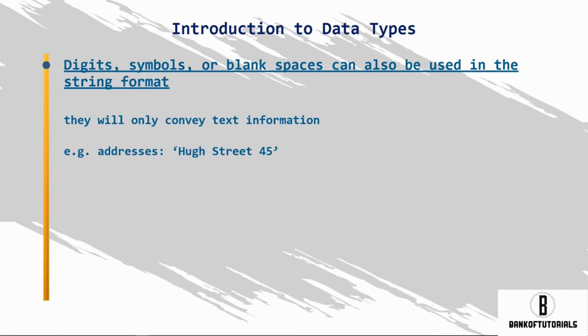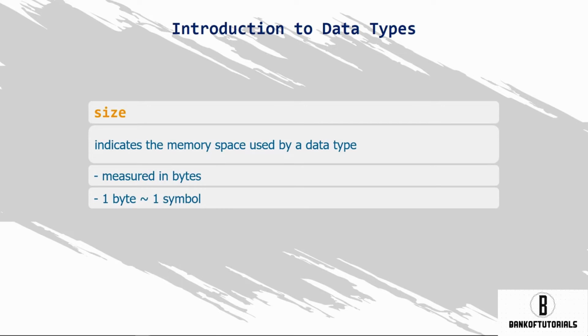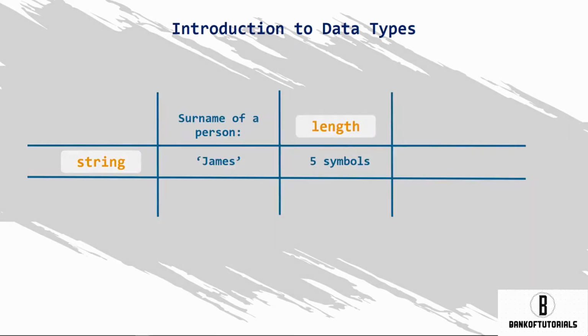Another characteristic you need to understand is size. It indicates the memory space used by a data type and is measured in bytes. You can think of a byte as the approximate space one symbol will require from your memory. So James has a length of 5 symbols and a size of 5 bytes.